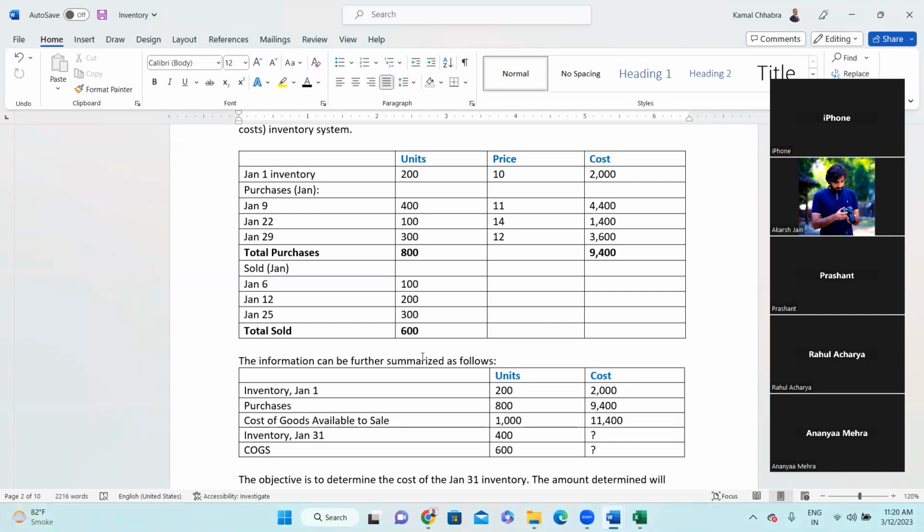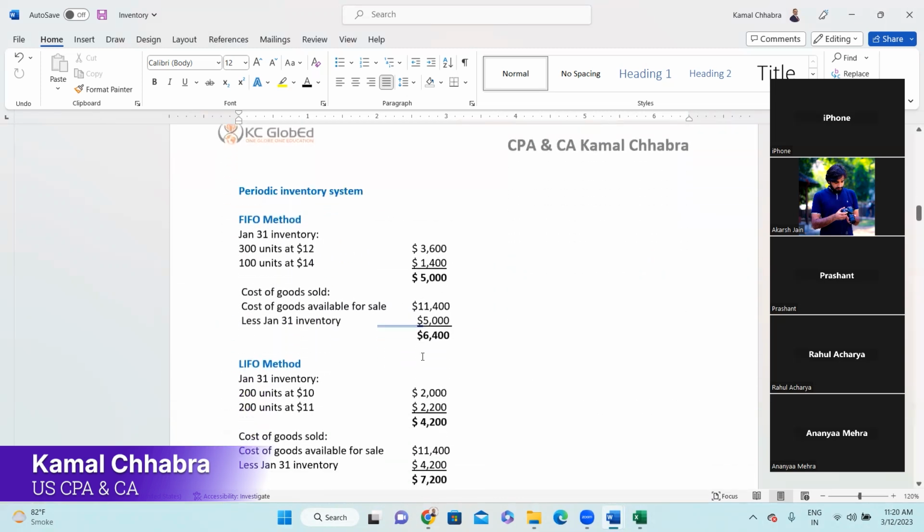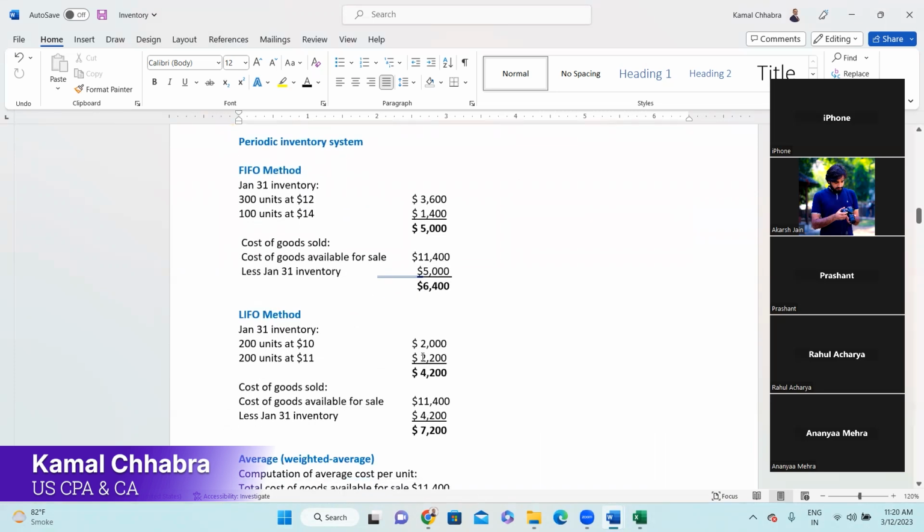Right, yes sir. And what is COGS? Cost of goods sold, how much is it? 6400. Right. Everyone agree to it? Yes, 5000 and 6400. Let's see. So your inventory is 300 units at the rate of 12, 100 units at the rate of 14, which is 5000. Cost of goods sold is total goods available for sale minus inventory, 6400. Right? Now let's do the LIFO method.